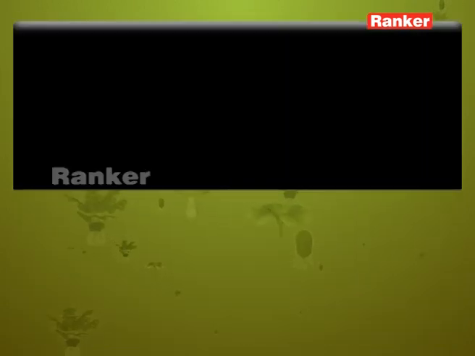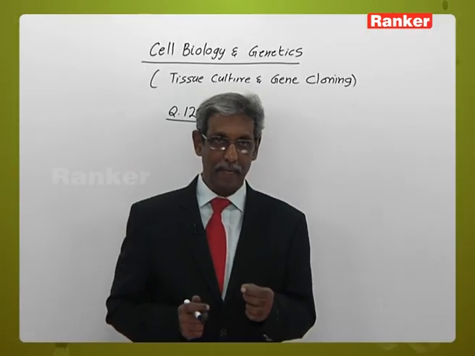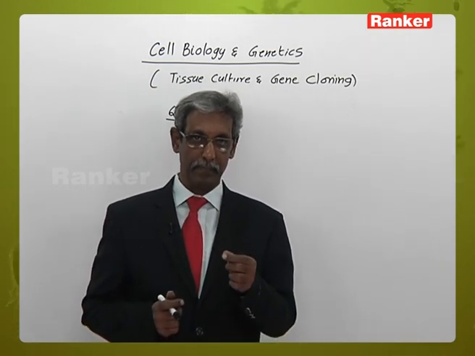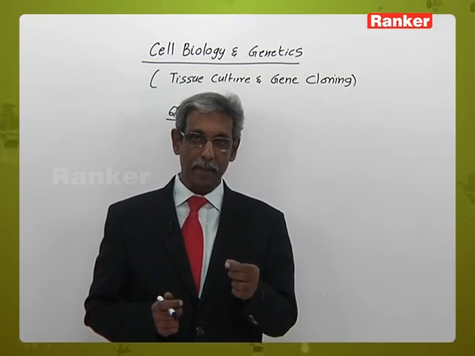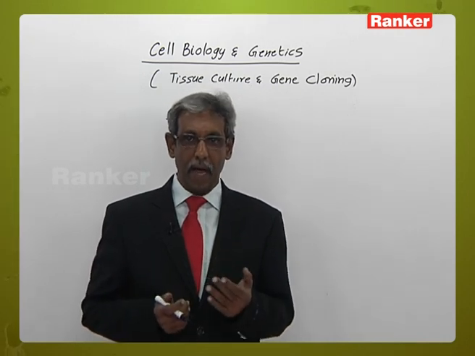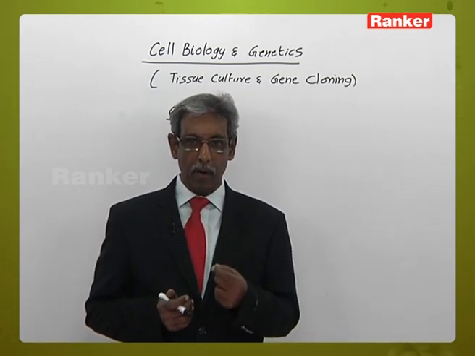Question number 12. The method of growing isolated cells aseptically and culturing on a nutrient medium is called A. Tissue culture, B. Organ culture, C. Cell culture, D. Callus culture. When we take isolated, single cells and grow them aseptically, that is, without any contamination, and we are culturing on a nutrient medium, a single cell culture is normally called cell culture.